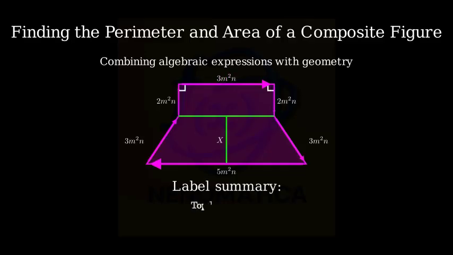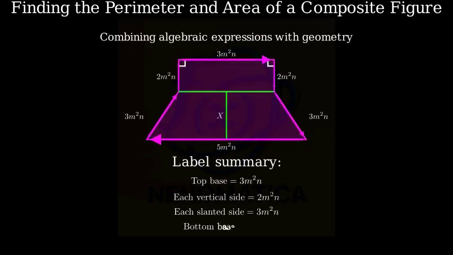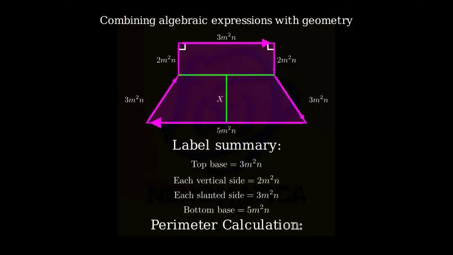The top side of the rectangle is 3m squared n. Each vertical side of the rectangle is 2m squared n. The 2 slanted sides of the trapezoid are each 3m squared n. And the bottom side of the trapezoid is 5m squared n. Let's start by finding the perimeter of this figure.